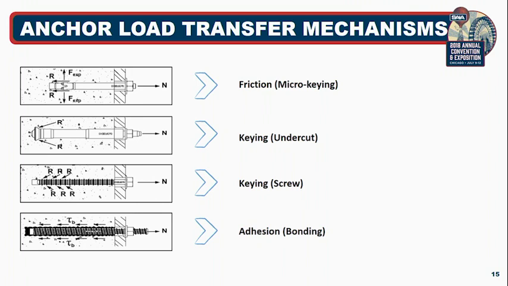And finally, adhesive anchor systems. These work utilizing two different principles. One is direct bonding to the concrete, and the other is micro-keying. Certain adhesives require a roughened hole surface, so it requires that you drill the holes with a carbide tip bit to create a rough hole surface so that the adhesive can actually key into that concrete and hold in place.